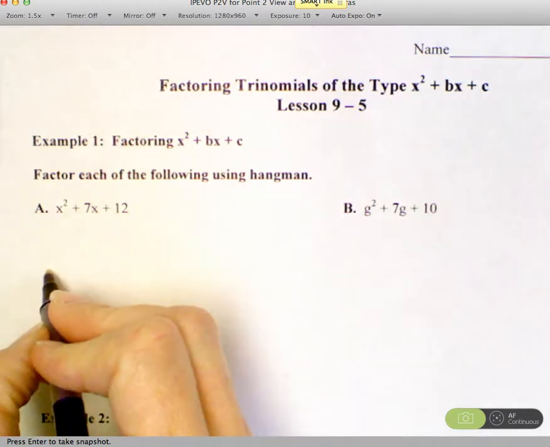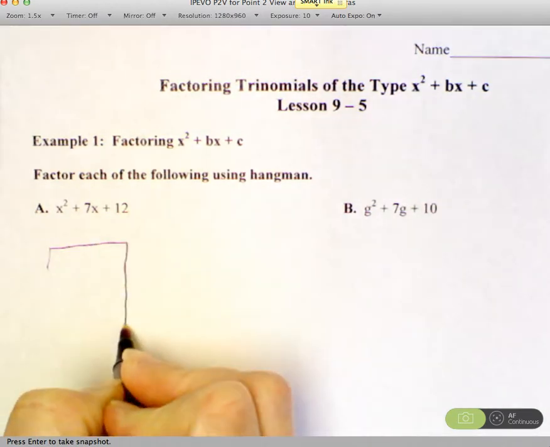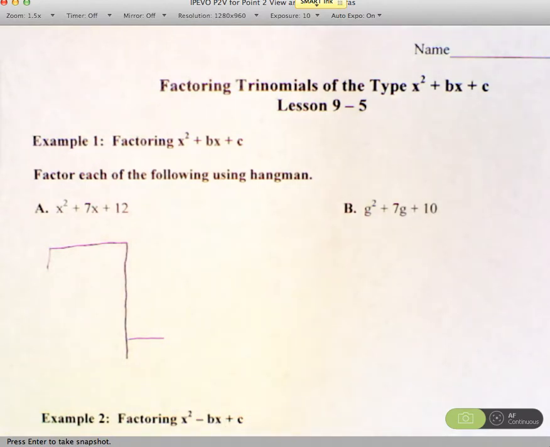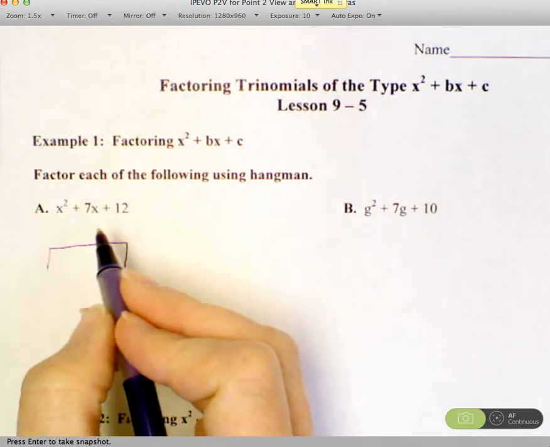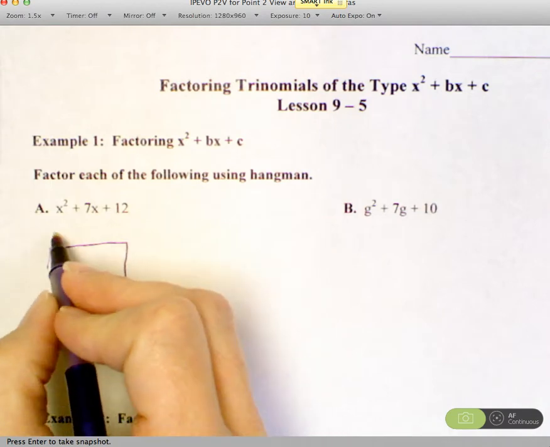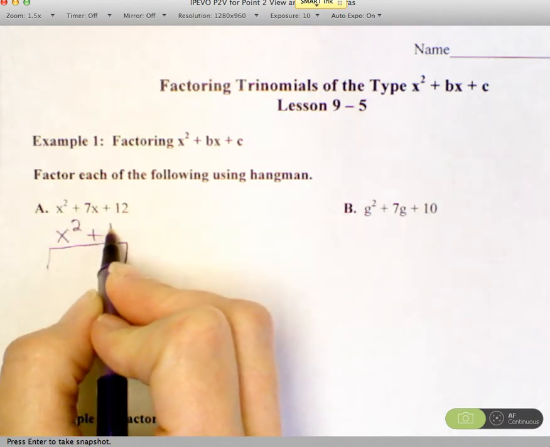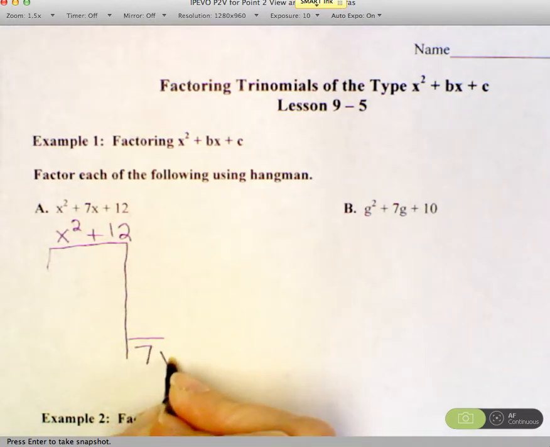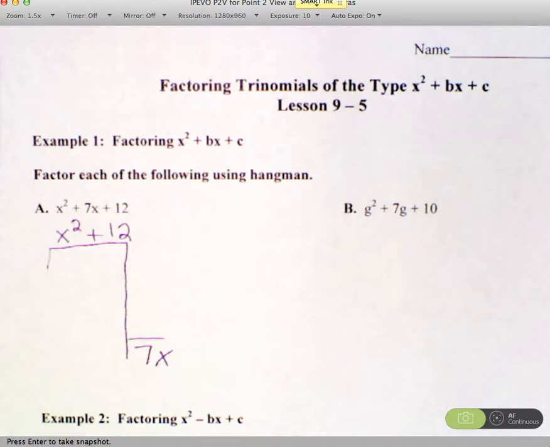Here's the first step. Go ahead and draw something that looks like a hangman, like this. We're going to put the first and third term on the top of the hangman. So x squared plus 12 is going to go on the top of your hangman, and the 7x, the middle term, is going to come right down here. So that's the first step, setting up your hangman. You put the first and third term on top, the middle term on the bottom.